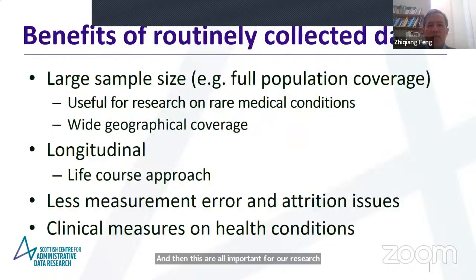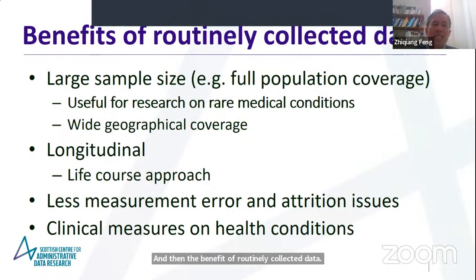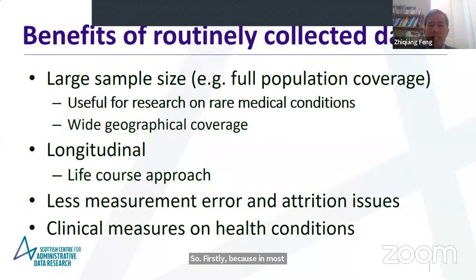And the benefits of routinely collected data are many. So firstly, in most cases, the data will have a very large sample size. Sometimes it covers the full population. So in terms of the population census, because it's legally required for everyone, for example in the UK, you have to fill in the form.